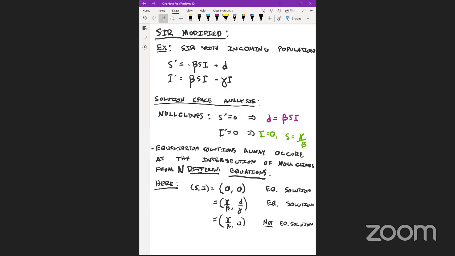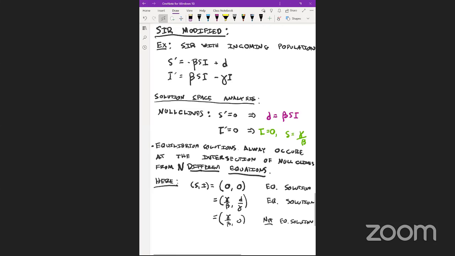Right. And looking at these equations, that's kind of straightforward, right? Because gamma over beta doesn't set S equal to 0. Okay, so fine. But what that's really saying is that if we want to use the null clines to find equilibrium solutions, we can take the intersections, but we have to take the intersection of one null cline from one equation, one null cline from another equation, et cetera, for a full complement of n different equations. Any questions about that?